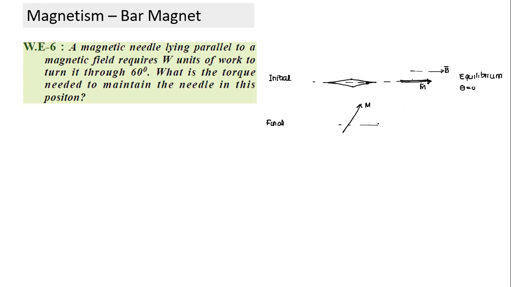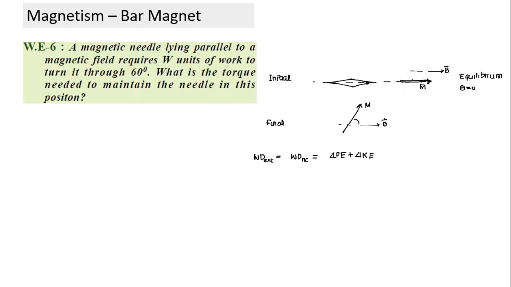B remains like this, M becomes like this. What is work done here? So this question is based on work done by an external agent, which is equal to work done by non-conservative forces. Typically, work done by non-conservative forces is equal to change in potential energy plus change in kinetic energy. That's the general form.